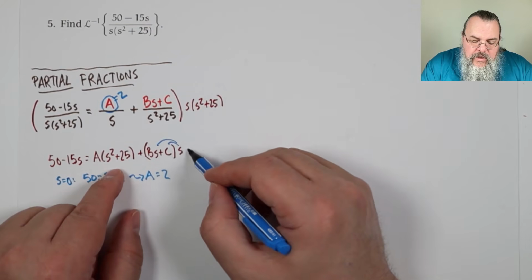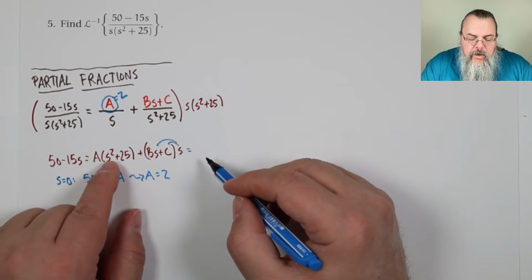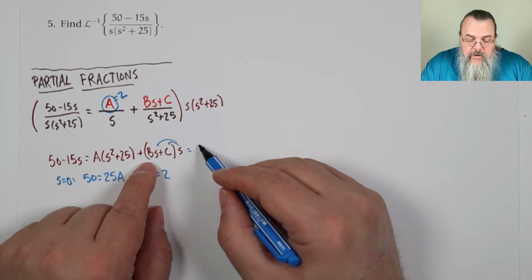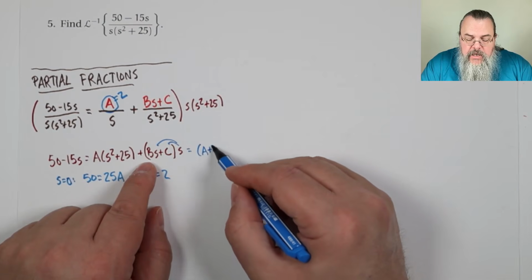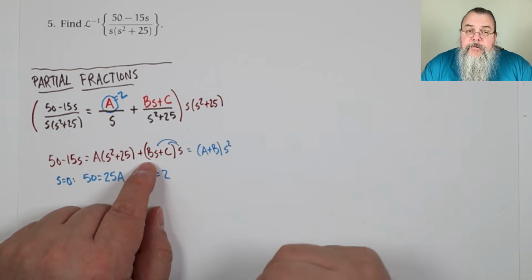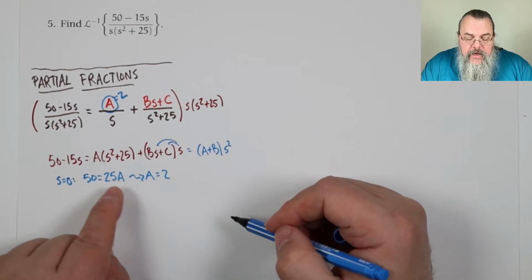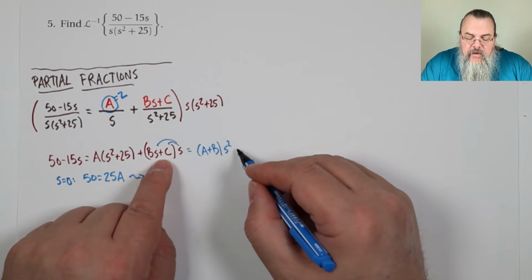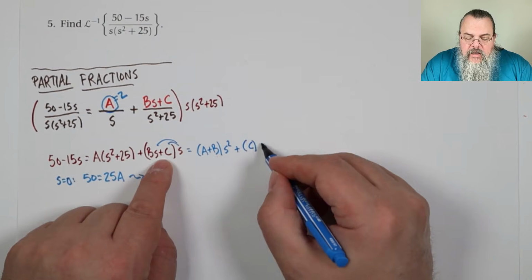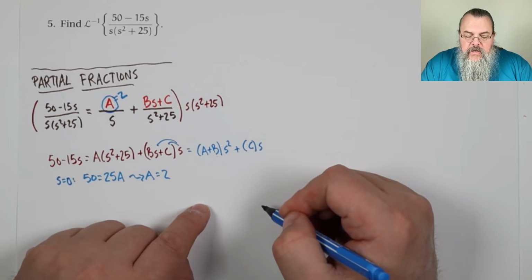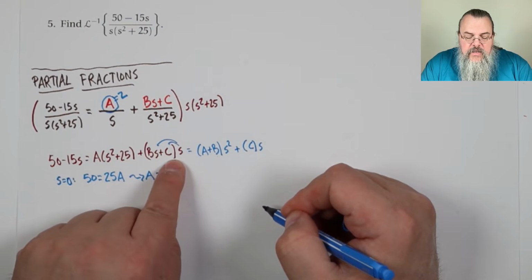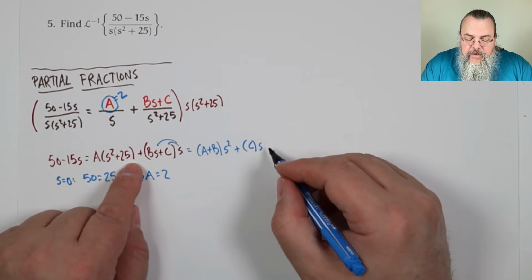So let's see what we have. In terms of s squared, I have an a and a b. So we have an a plus b times s squared. In terms of s, there's no s terms here. Here there's a c times s. So plus c times s. In terms of constant, well, not constant, not constant. Here is 25a.